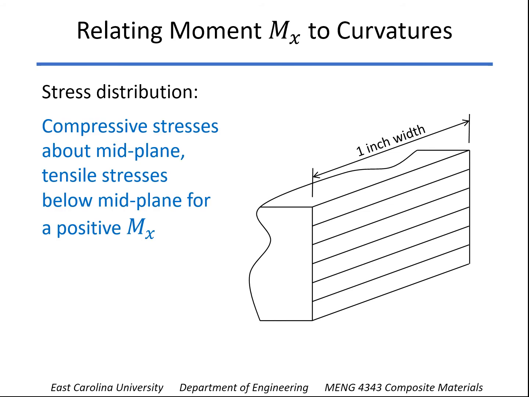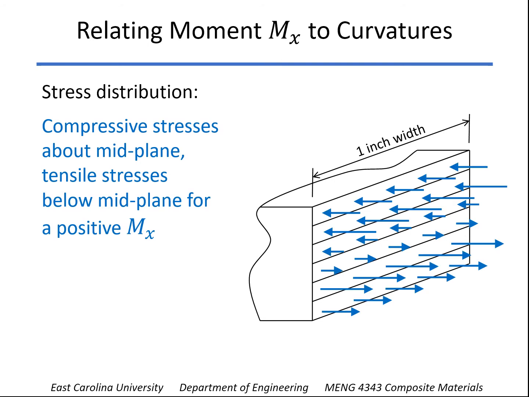Because when we put a moment on this it is symmetric, the midplane is the location of the neutral axis. So any stresses above are going to be compressive, and any stresses below the midplane are going to be tensile for our definition of what a positive M sub x is. So I've kind of drawn those.